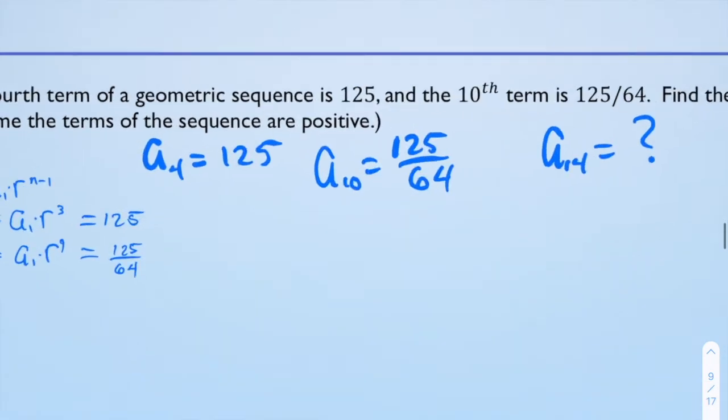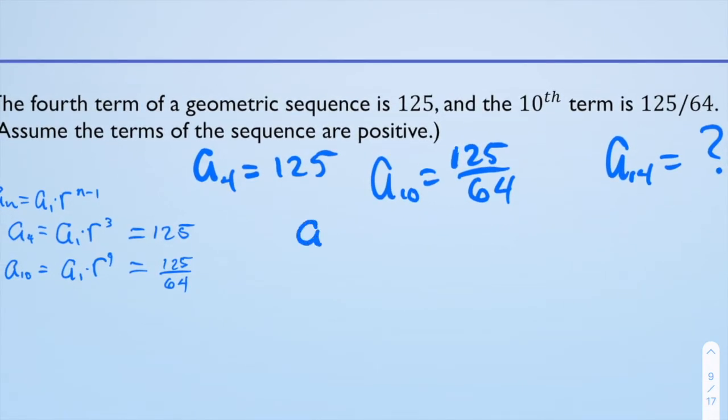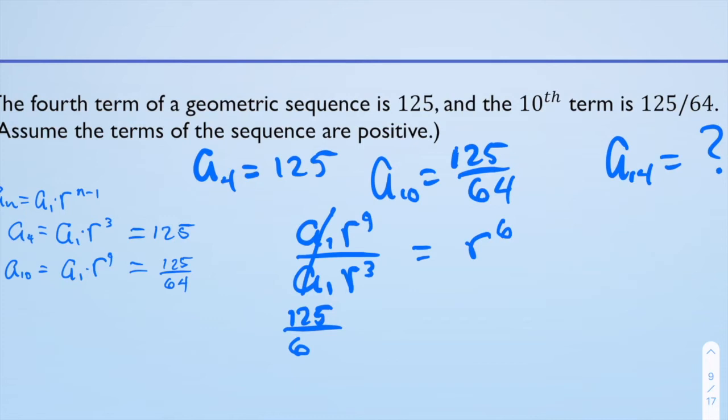And we should also go like this. We should say a sub 1 r to the 9th divided by a sub 1 r to the 3. The a sub 1's will cancel each other, and we'll figure out what r to the 6th is. So that's 125 64ths divided by 125 over 1. The 125's cancel in that case right there, and that's just 1/64 over 1. So r to the 6th then is equal to 1 over 64.